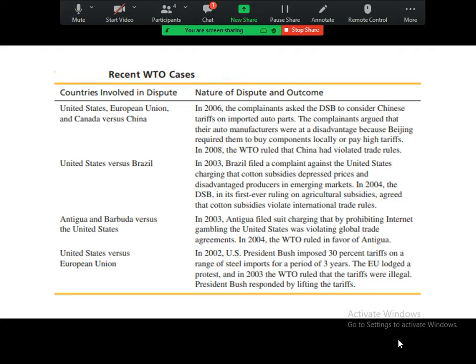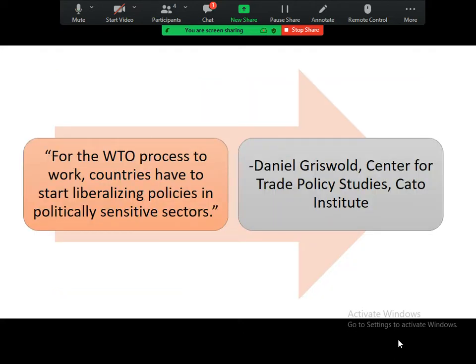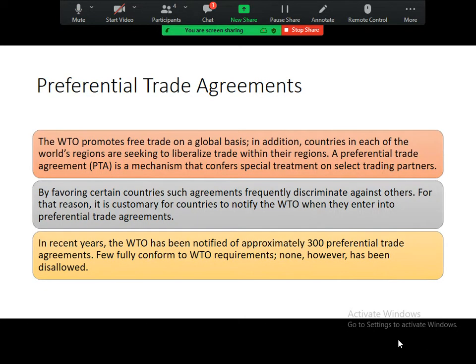Now, I will show you one more point from Daniel Griswold of the Center for Trade Policy Studies at the Cato Institute. For the WTO process to work, countries have to start liberalizing their policies in politically sensitive sectors. So, this was the statement by Daniel Griswold of the Center for Trade Policy Studies, Cato Institute.